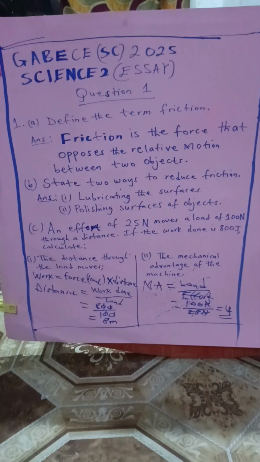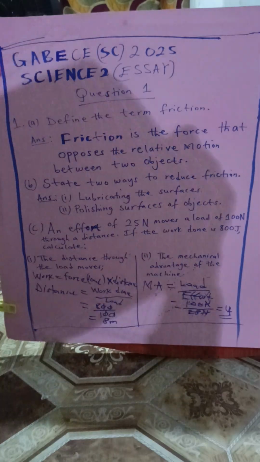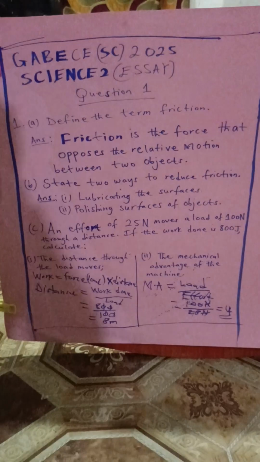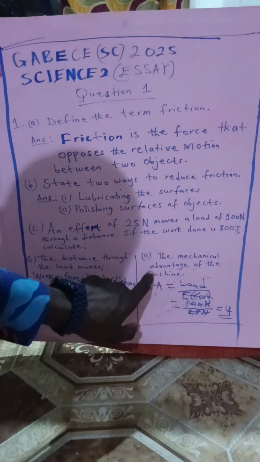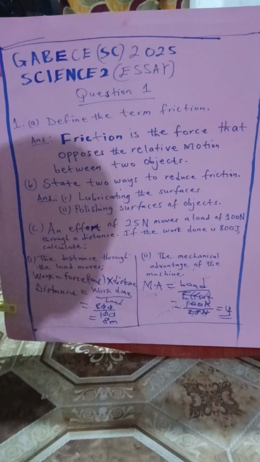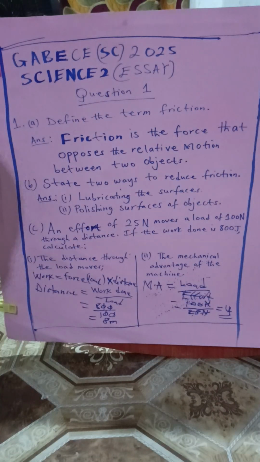So we have seen the question, they are all solved. Tomorrow, inshallah, or these days, I'll continue with question 2. We have solved question 1. So the answer for distance is 8 meters. The answer for mechanical advantage is 4. It has no unit. So take note.